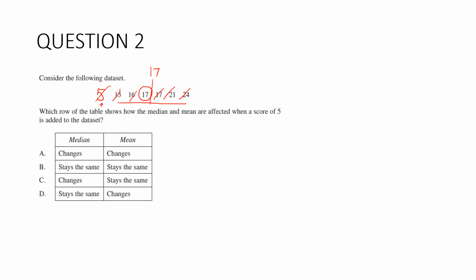Now, what about the mean? By putting in a score of 5, that is going to lower the mean. So we want the mean to change and the median to stay the same. So it has to be D.